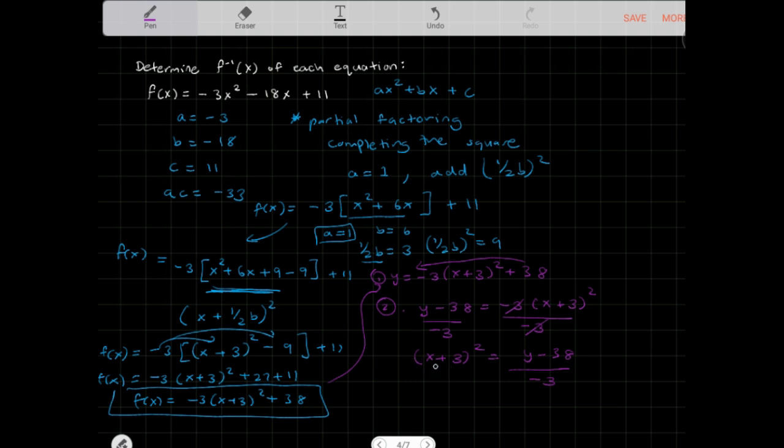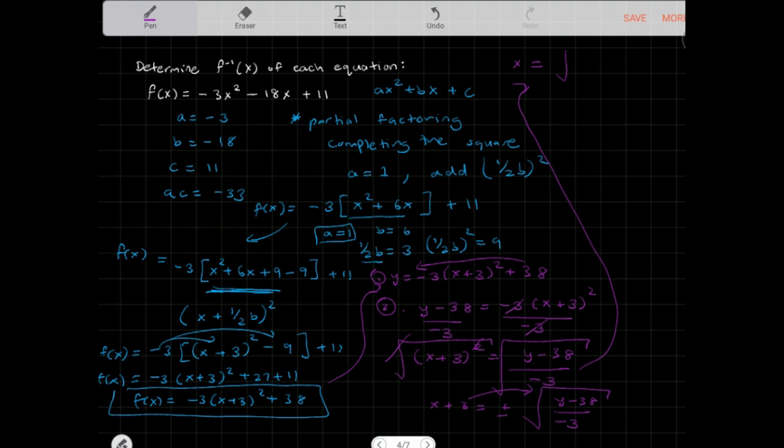Now I want to solve for x, so I've got to get rid of the square. So I'm going to take the square root. Whatever I do to one side of the equation, I'm going to do to the other side. So this and this cancel out. x plus 3 is equal to plus or minus the square root of y minus 38 over negative 3, right? And the last step here is I'm going to move this 3 to the other side. So you get x is equal to plus or minus the square root of y minus 38 over negative 3, minus 3. And the last step is to swap x as f inverse of x.